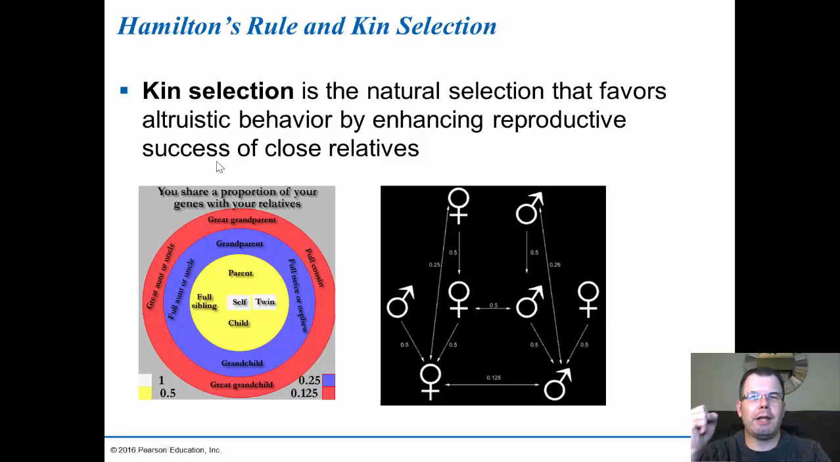So kin selection says that how closely related you are shows how many of your genes are being passed on to other offspring, even though they're not your offspring in this case. And this shows you the direct relationships of the different genes in these cases. So this represents the percentages of genes.